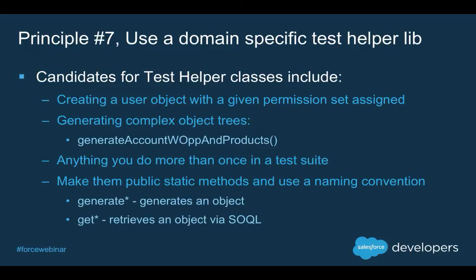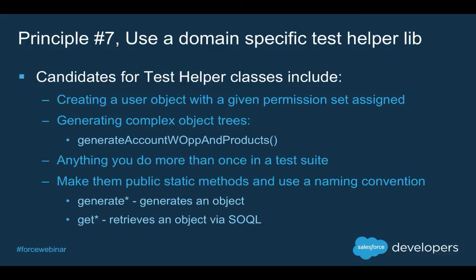So this is the one I use. I have generate methods, and those generate methods return an SObject. So I can have generate account, and it'll give me back an account. Generally, I also make those generate methods take one parameter. That parameter is a doInsert. It's a Boolean. If doInsert is true, then it will insert in the database. Otherwise, it just gives me back the SObject it created.